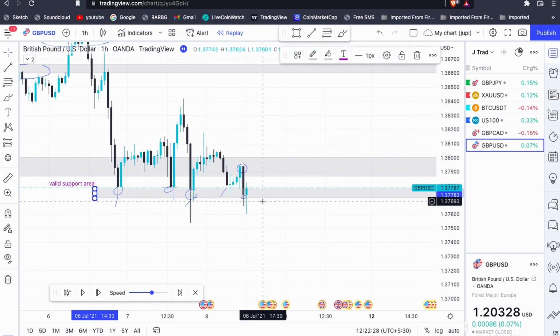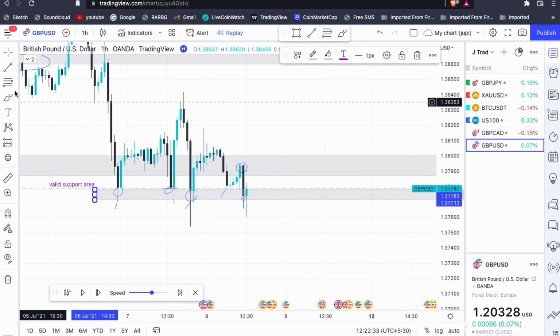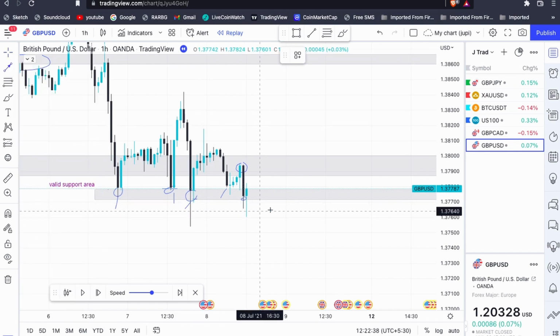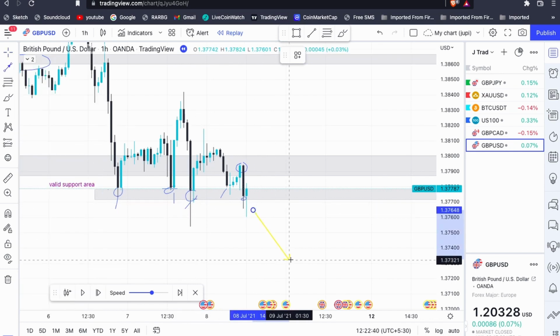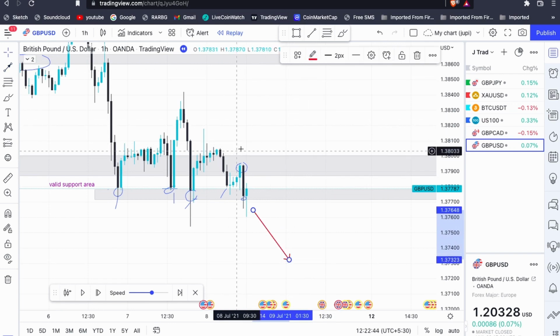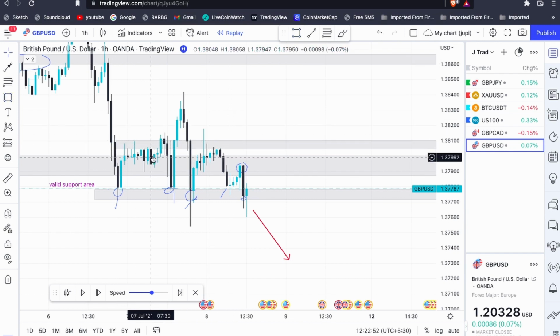If it gets breached, that means there will be momentum in the market, and market is going to head down. Let's grab an arrow. If it closes below this area, market is going to head down like this. Or otherwise, if it's going to break above this area, I'm going to put another resistance area here.